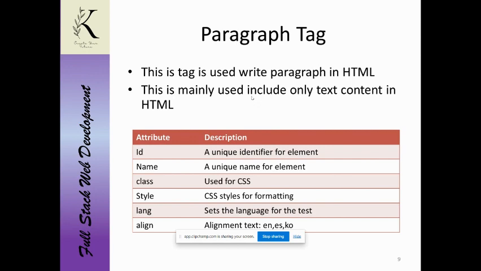Language is used to set different types of languages, and alignment is something where there are different types of alignments available for paragraph like left alignment, right alignment, center alignment, and also justify. So these alignments are very obsolete right now. All this information can be provided with the style attribute.